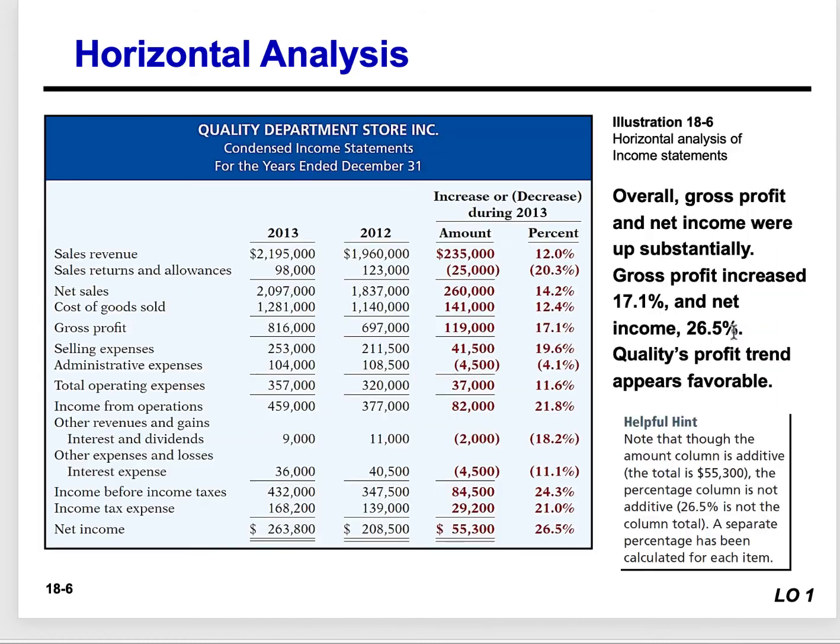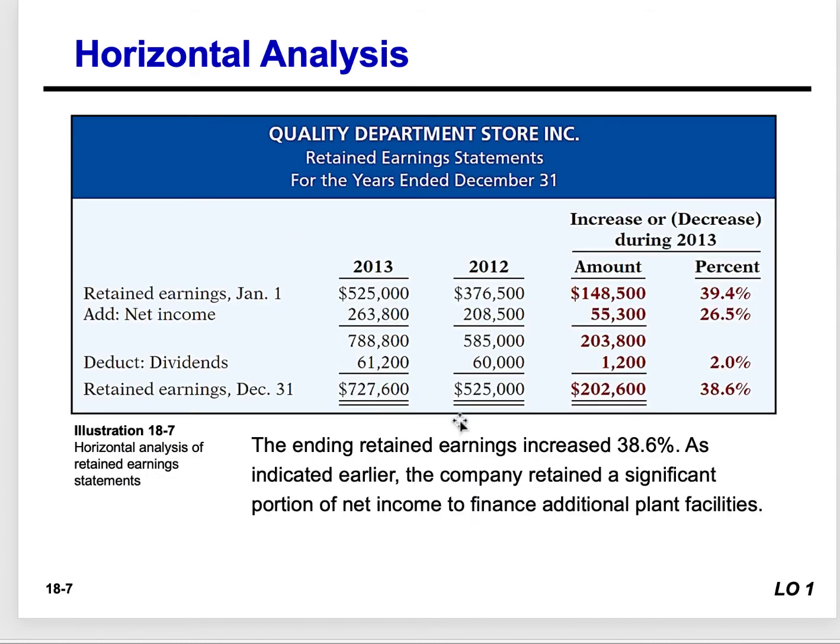Let's go back to horizontal analysis, right? Horizontal analysis says we're going across, over time. So we're saying gross profit increased by 17.1%. Selling expenses increased by 19.6%. Administrative expenses decreased from one year to the next by 4.1%.